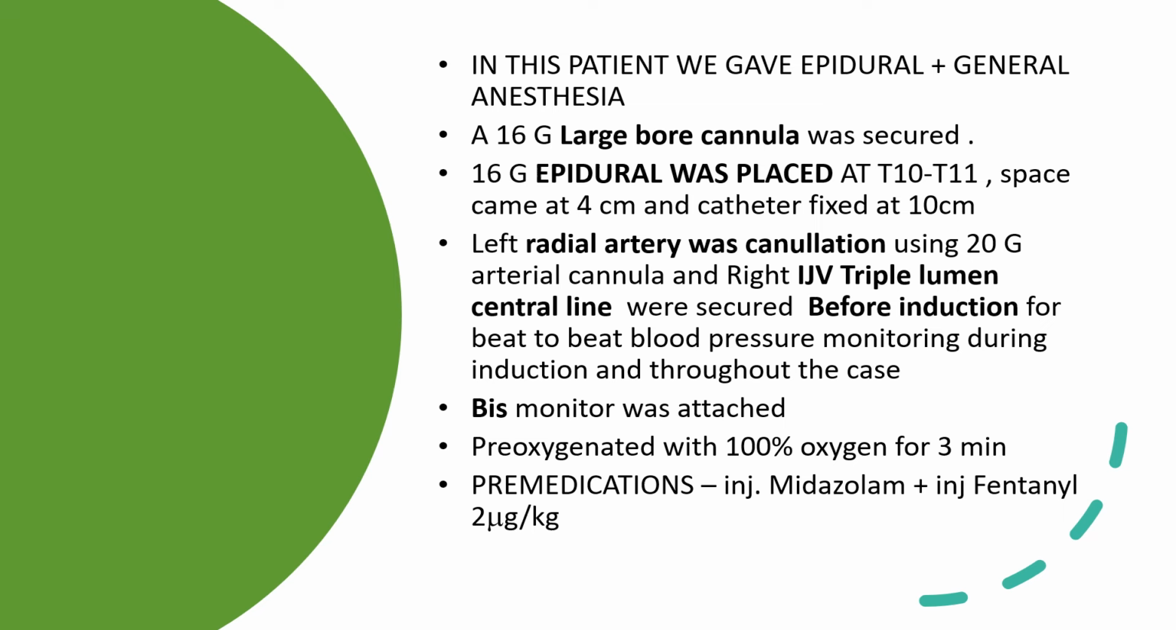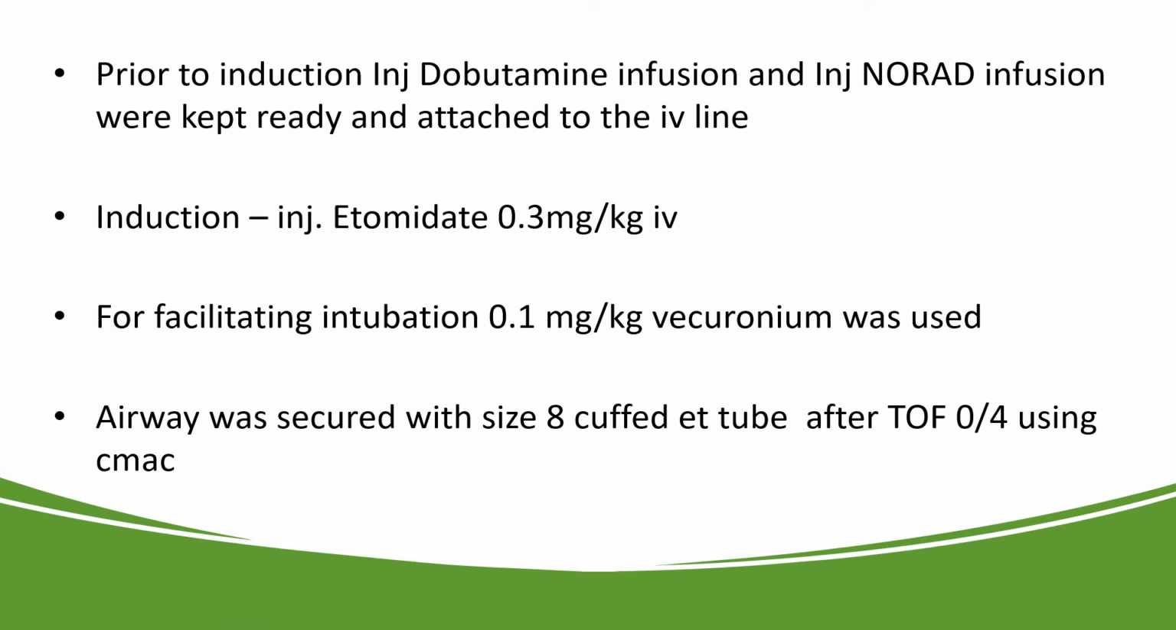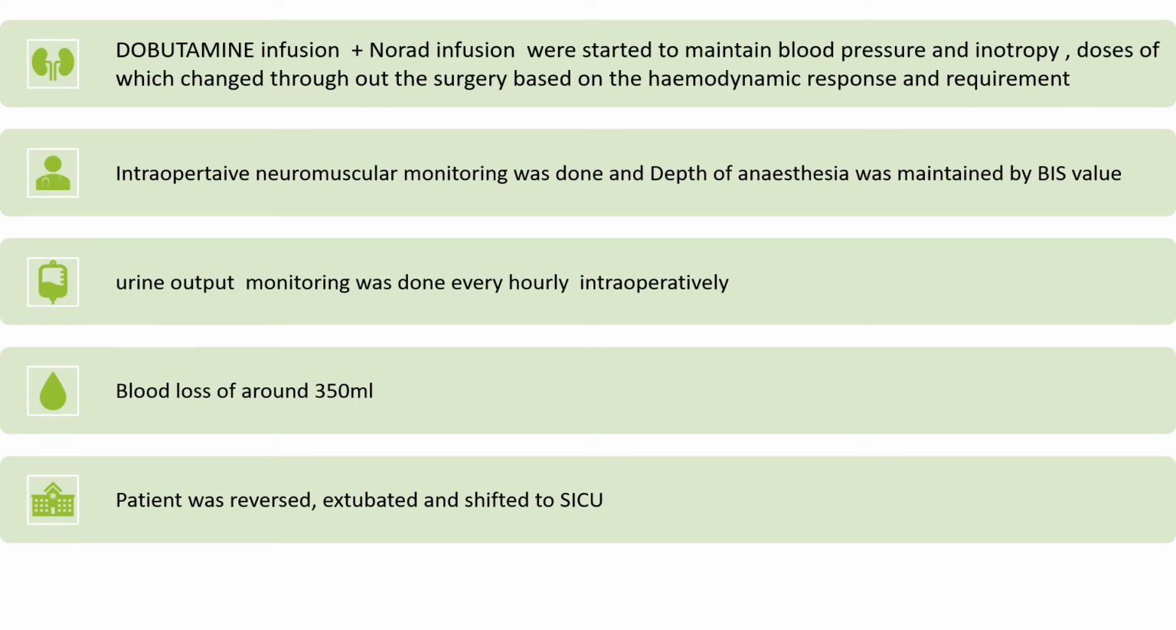Now, this case was induced using fentanyl 2 mcg per kg, etomidate 0.3 mg per kg, and to facilitate intubation, we used 0.1 mg per kg of vecuronium, and we intubated him once TOF was 0. Now, despite using the most cardiostable drugs, as soon as we induced the case, the blood pressure dropped drastically to 60 by 35. So how we managed the case is the most interesting part about this case.